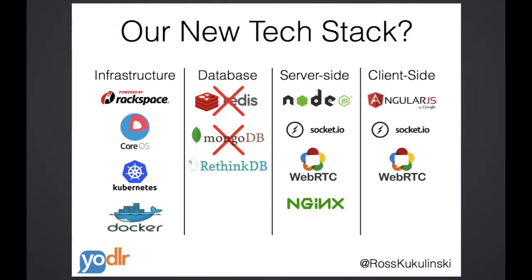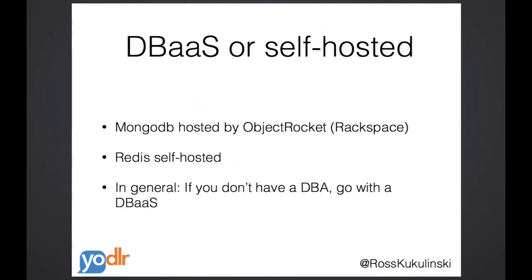I prefer, and I think I got the next slide. Yeah, database as a service or self-hosted. Right now our MongoDB is hosted by ObjectRocket, which is owned by Rackspace, so we get it for free. Yay! Our Redis is self-hosted, and in general, I feel like if you don't have a designated database engineer or someone who's got significant experience with databases, go with a hosted platform. If the real-time stuff is not a critical piece of your infrastructure or business logic, let someone else who knows how that stuff works handle it.